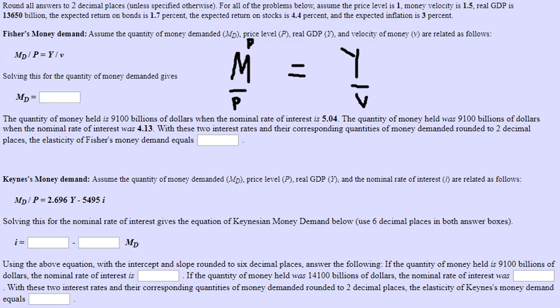And the cool thing about this problem is the price level was set equal to 1. So the way you can think about this is we're calculating Fisher's money demand equation in the base year of the price index. Because in the base year of the price index, remember, the price level is always 100% or 1.00. Okay? So let's go ahead and erase all that.